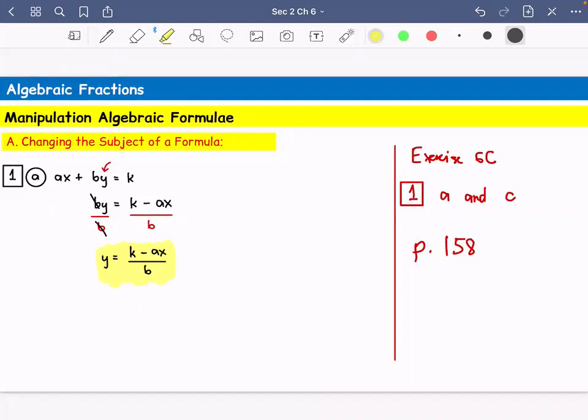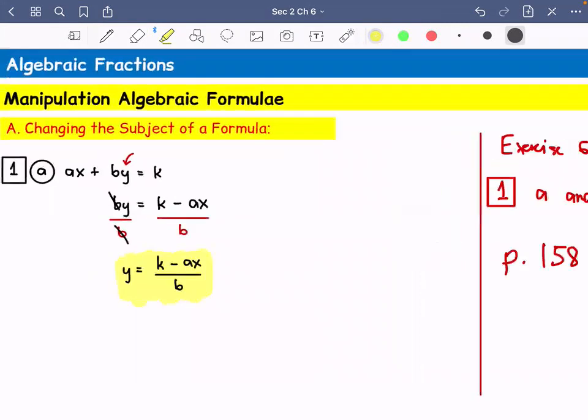Now, class, you will use this concept when you go to, I think, Sec 3 or Sec 4 when you study physics. Okay. So that's letter A. How about letter C?